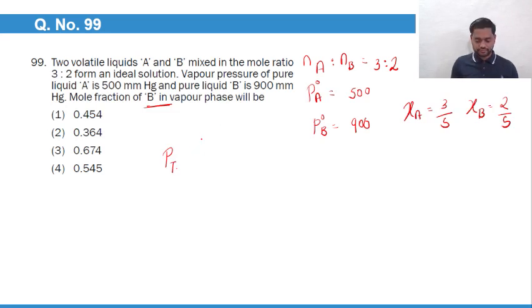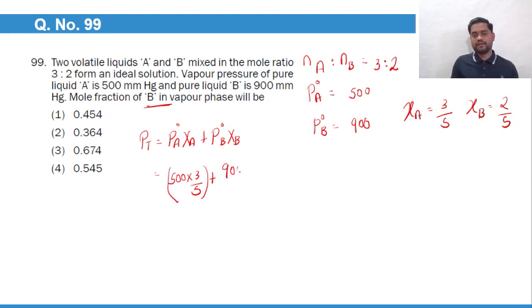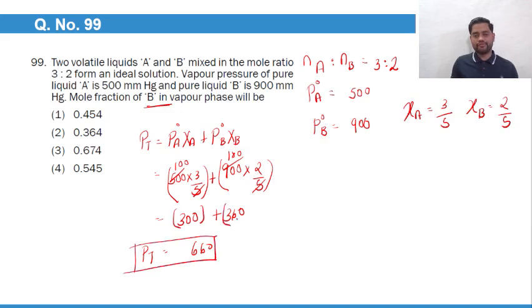Clear? Total pressure Pt will be equal to P naught A, mole fraction of A, plus P naught B, mole fraction of B. So P naught A is 500 into 3 by 5 plus 900 into 2 by 5. So this is 100 times 3, so this is 300, plus this is 18 times 10, so that is 180 times 2, that is 360, and hence total pressure will be equal to 660. This is the total pressure and these are the individual pressures of A and B.